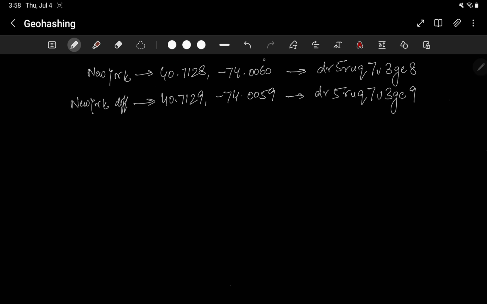But here, just to find out how near they are or if they are near, we will have to again do all those trigonometric calculations, which is computationally intensive. Okay, let me give you another example. Let's take the example of London.